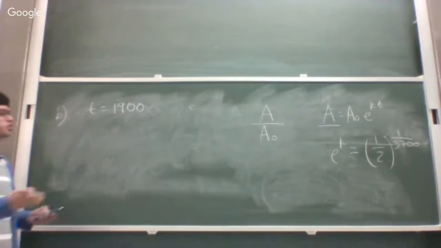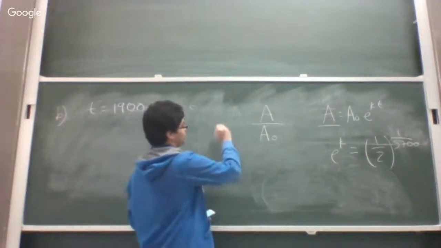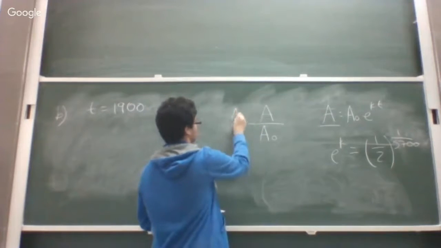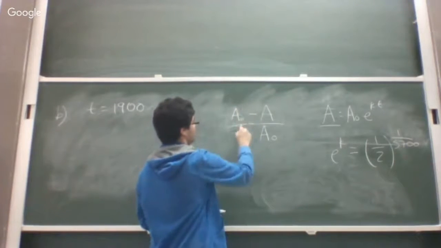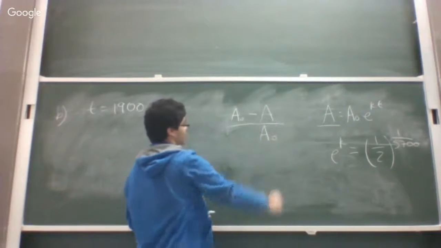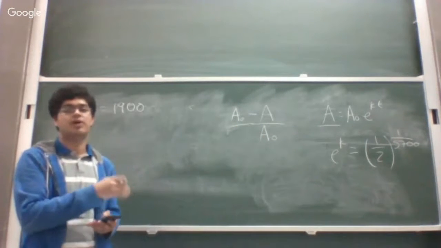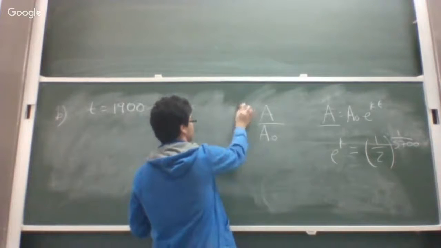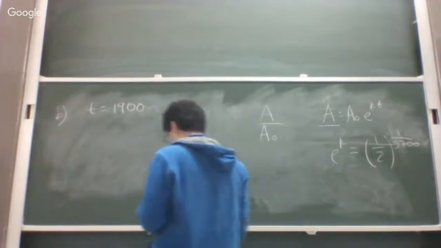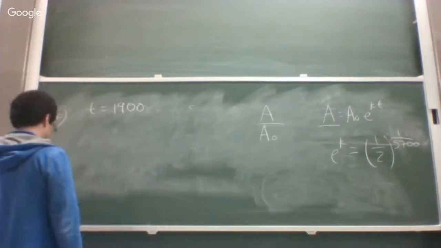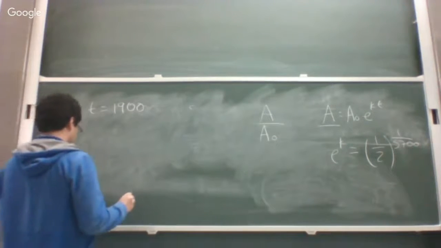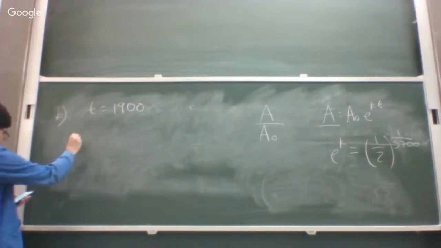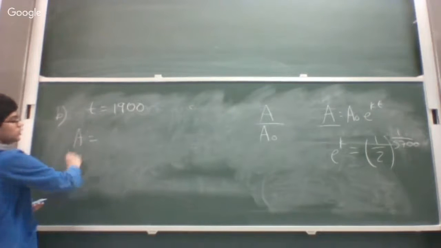Say we were asking for how much is gone, then we would do 1 minus A over A naught, or some of you like to think of it as A naught minus A, the entire amount minus the amount that is left, divided by the whole. This would be the amount that is gone, that disappeared. So they might ask you something like that. In this practice exam, though, they're asking for the amount that is left, which would just be the A value.